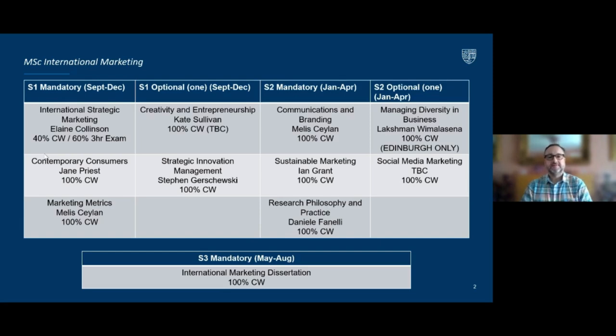In addition to that, you would choose one optional course which you take in semester one, and that's the second column along from the left-hand side. You would have a choice between creativity and entrepreneurship, or strategic innovation management. So you simply choose between those two. You choose one of those, then you add it to the 3 on the left-hand column, and in total you've got 4 courses which you're taking in semester one.